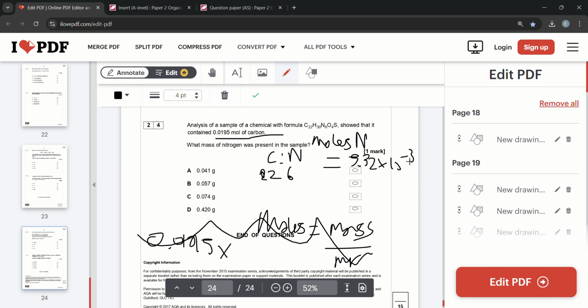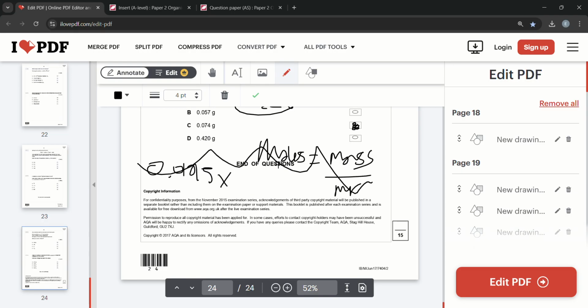Moles is mass over MR, so mass is moles times MR. So my answer times the MR of nitrogen, and I should get 0.0744. So yeah, the answer is 2. So use the mole ratio, get the moles, rearrange it, and we get the mass. And that is the end of the multiple choice questions.